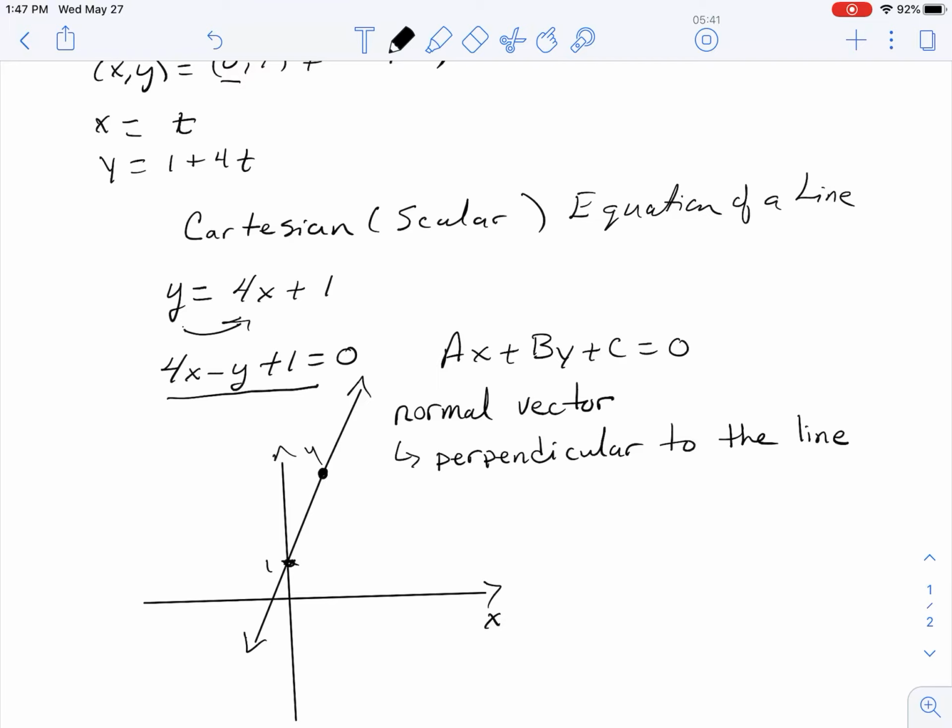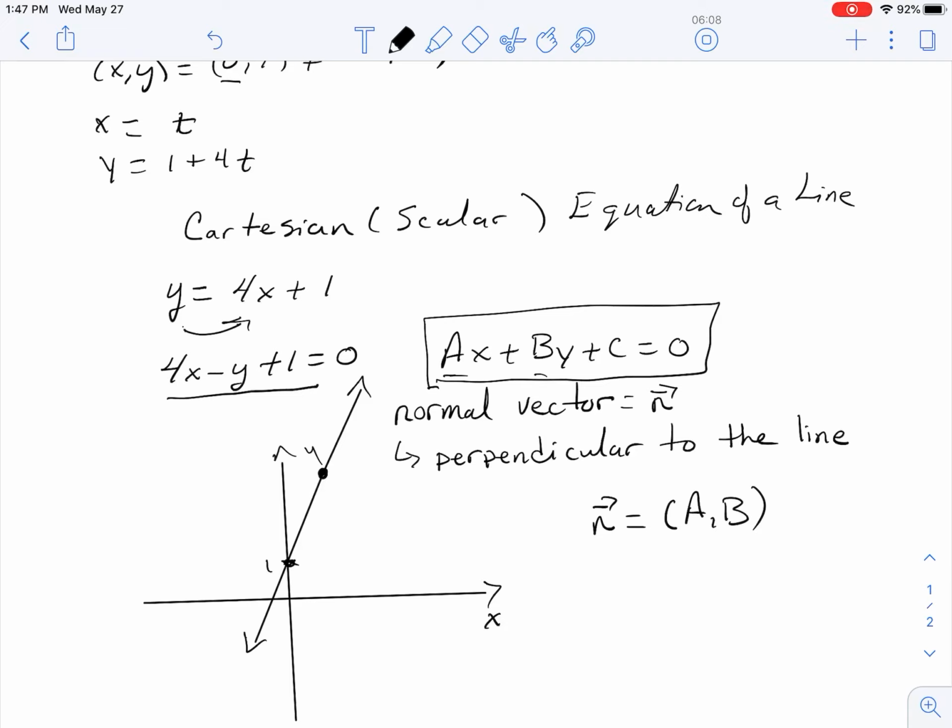I'm just going to erase that part right there. So a normal vector is going to be a vector that is perpendicular to that line, so it goes through that line at 90 degrees. When it's in Cartesian form, for the normal vector, we're going to use this notation, n with the vector symbol. The normal vector is going to be these two coefficients, a and b, in that order. So in this case, my normal vector of this line is going to be 4 and then negative 1.